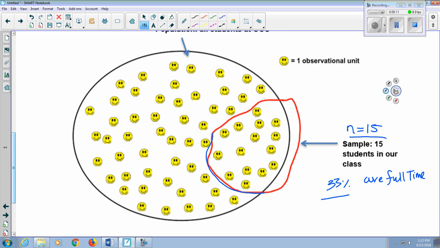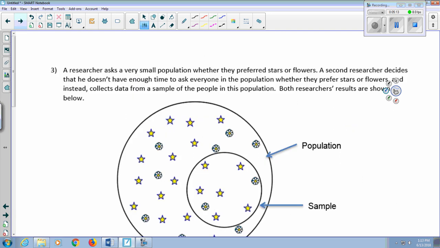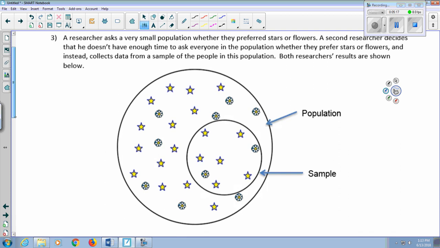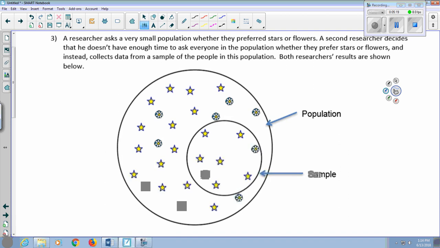So we need to talk a little bit about some notation and things like that. Here's another example. A researcher asked a very small population whether they preferred stars or flowers. A second researcher decides that he doesn't have enough time to ask everyone in the population. So you can see my whole population here in the big circle.